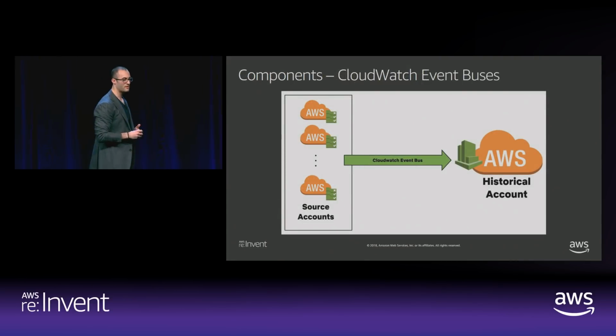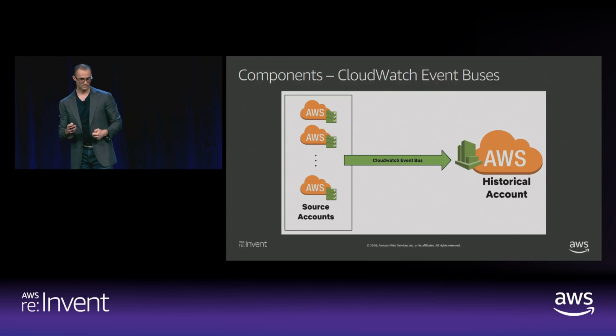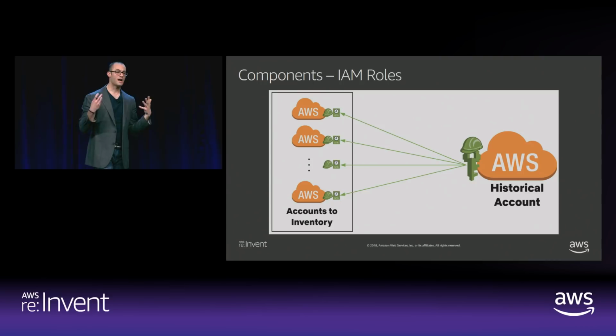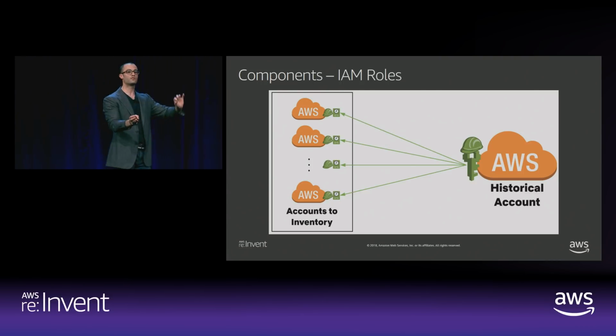We make use of CloudWatch event buses. Every single account is configured to route their bus to one central account that we use for processing those events. We also have an IAM role that lives in the historical account, and the IAM role can assume into all of the destination accounts that need to be inventoried. This allows historical to get all the inventory that it needs in that account.